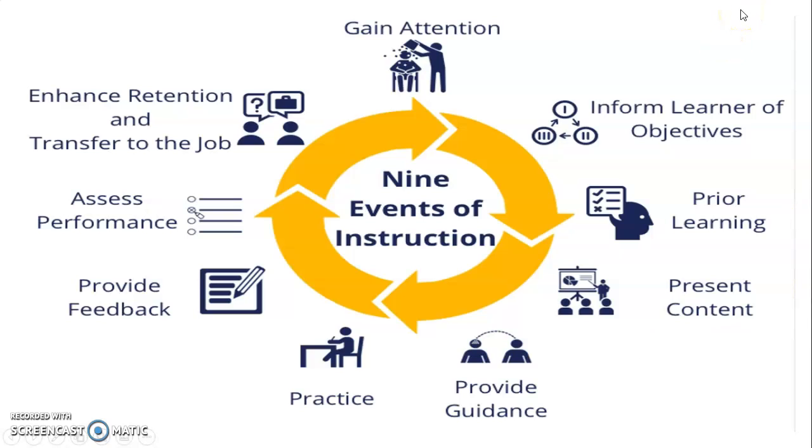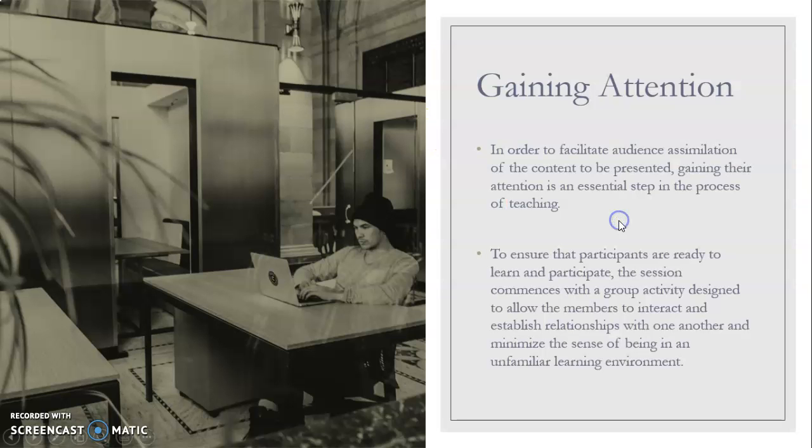Here's your chart that gives you an overview of the 9 events of instruction. Again, starting at the top with gaining attention. And as you move through, you see the formula ending with enhancing retention. And then you start over to begin the next task and basically start over.